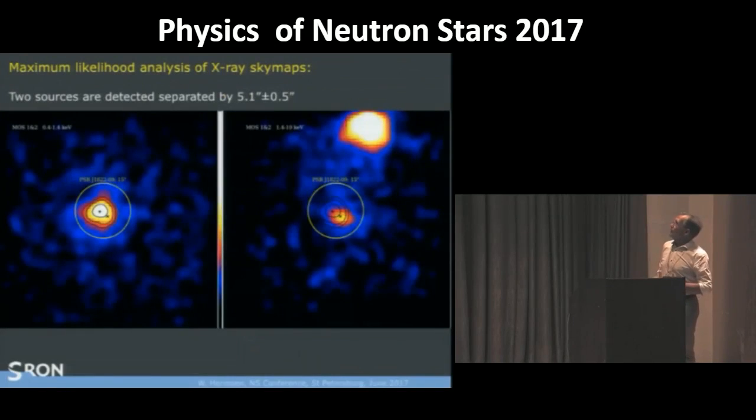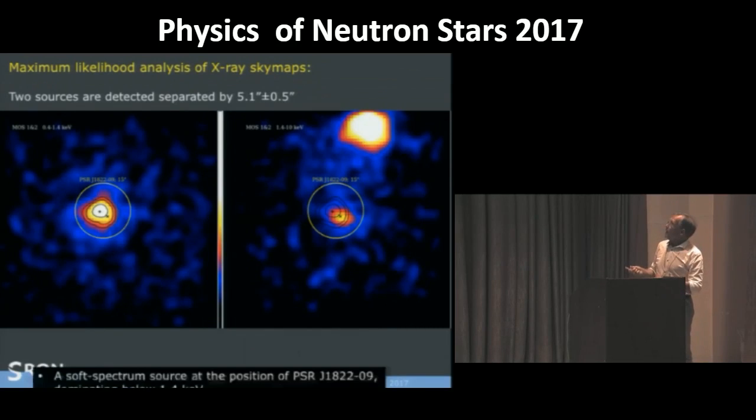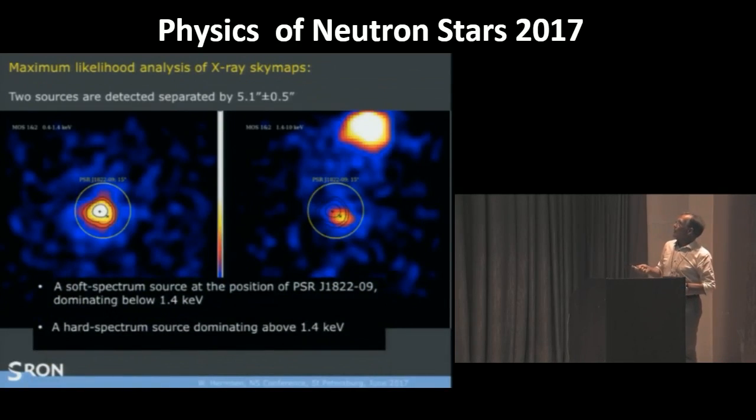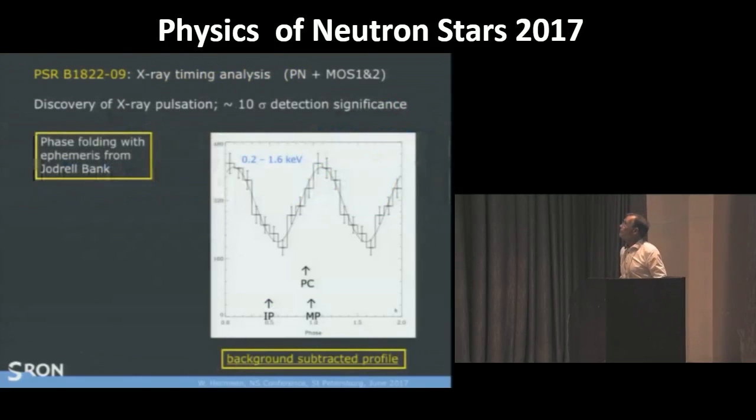And indeed, we detected the source very neatly, but in fact we did see a double source. For the low energies, below 1.4 keV, the pulsar is dominating. Above 1.4 keV, there's a nearby source at 5 arc seconds. So you can only analyze this properly when you have used maximum likelihood, and that works nicely. We also discovered pulsations for this source, that is shown here.